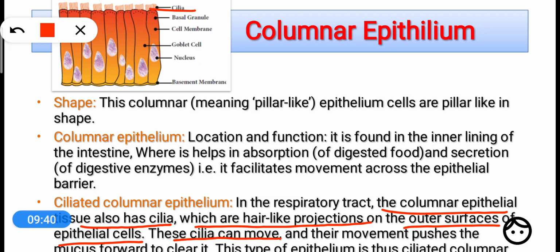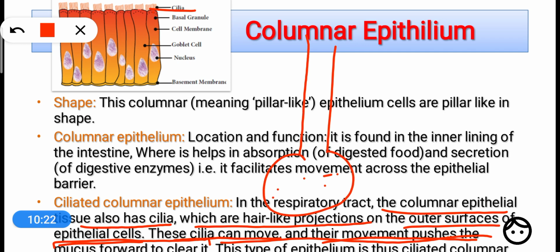These cilia can move, and their movement pushes the mucus forward to clear it. This type of epithelium is thus called ciliated columnar epithelium. So dear students, these cilia help in removing mucus from the lungs. Sometimes when the lungs are infected, there may be some bacteria or a virus. To kill these viruses, mucus is released inside the alveoli, right? But that liquid must be removed from the body, from the lungs. So these cilia move upwards throughout the trachea, throughout the respiratory tract, and they move the mucus outside. Suppose this is the mucus, here is the mucus, right?